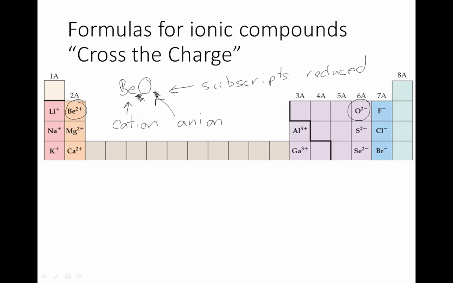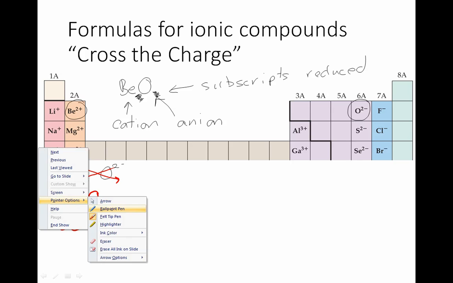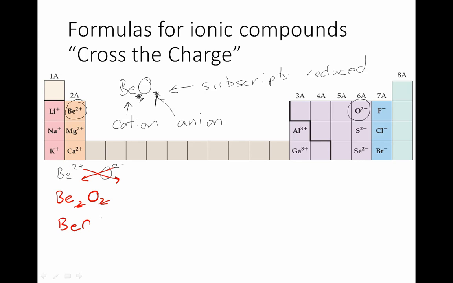So now when we cross the charge, if we use BeO, the beryllium oxide, as an example, crossing the charge means that we bring this down here and this one down here to form Be2O2. And then it's simply a matter of reducing it to BeO. Alright, let's try another one.